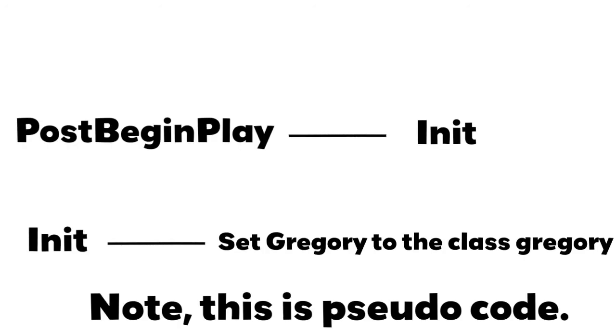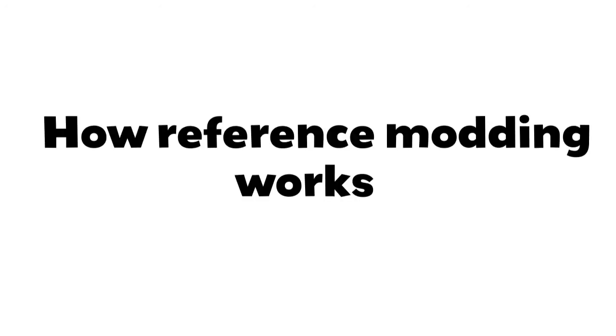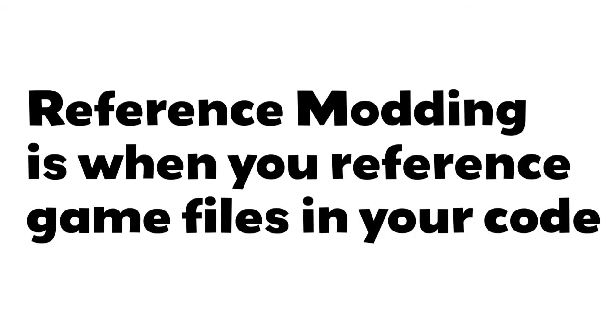Anyways, when the post begin play function is called, we call a function called init. This init function just gets the player and stores it in a variable. Now, how do we get a player? Well, it's using a technique called reference modding. Reference modding is a way to get certain files from the game you're modding.